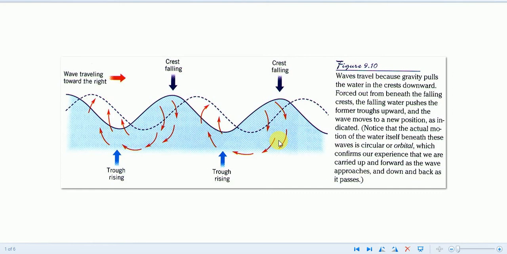You must know that waves travel because gravity pulls the water in the crest downward, and forces out water from beneath the falling crest, and the falling water pushes the former trough forward, upward, and this is how the wave moves to a new position.